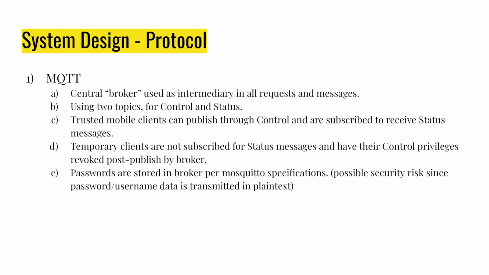Okay, so here's an overview of our system design. Because we're using MQTT, we will have a central broker that acts as an intermediary between the smart lock client and the mobile phone clients. Also, we'll be using two topics, control and status. So the control topic encompasses the lock and unlock functionality, and then the password activation and deactivation.